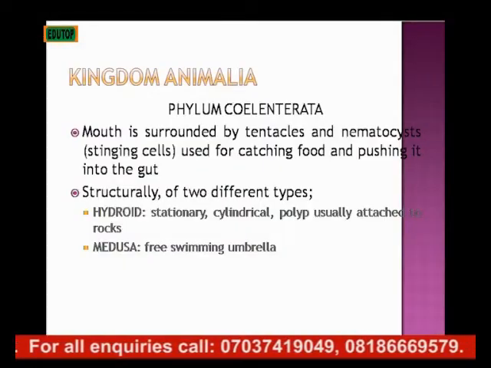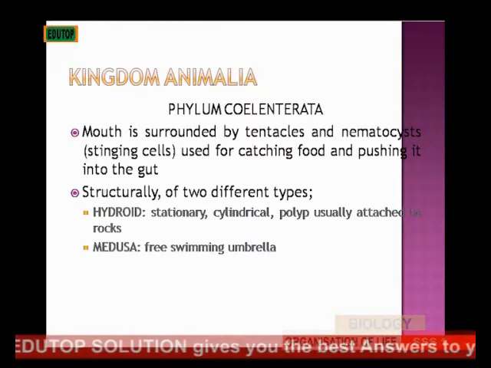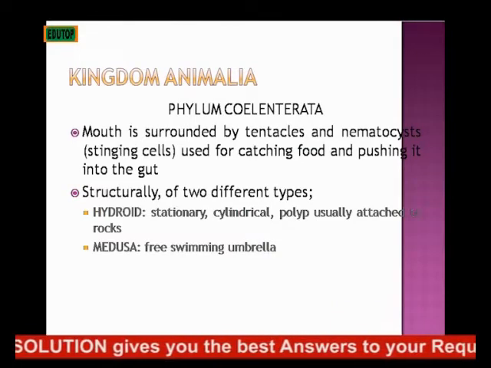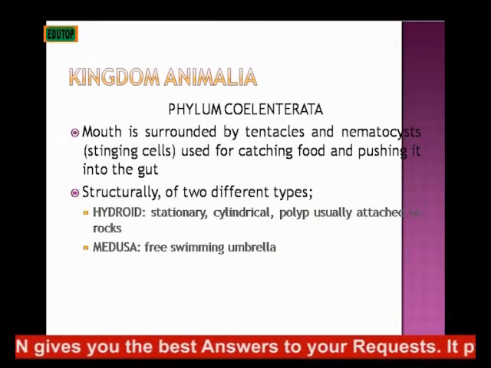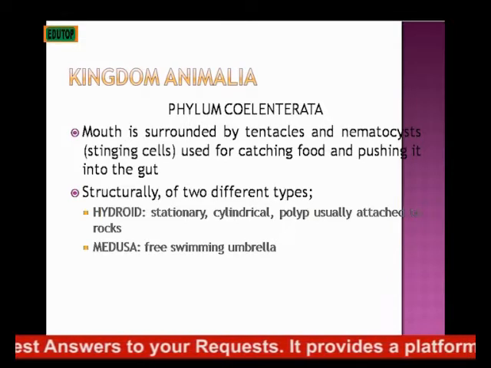Their mouth is surrounded by tentacles and nematocysts. These nematocysts are also called the stinging cells. They are used for catching prey and food, so they use them to push food into their mouth. That's the function of the tentacles and the nematocysts.